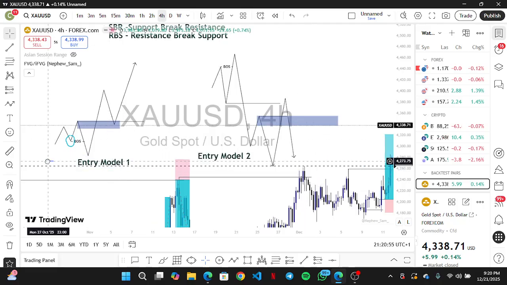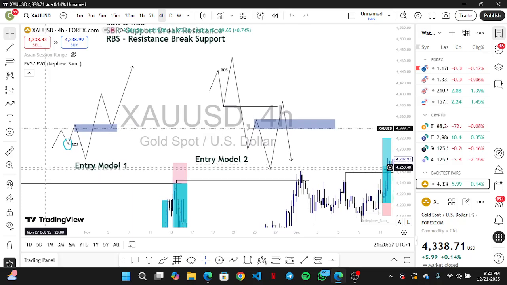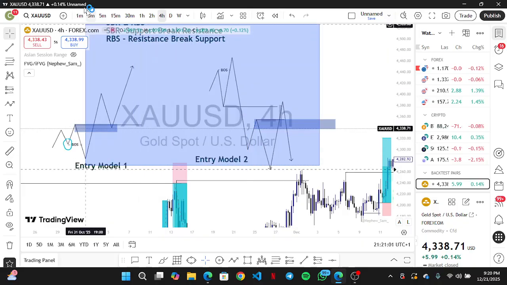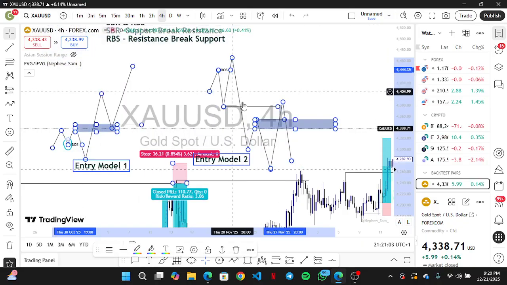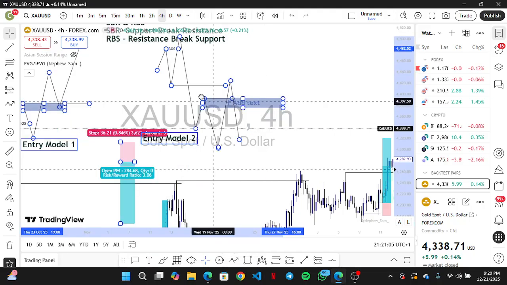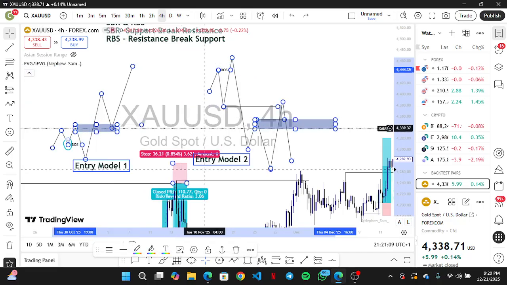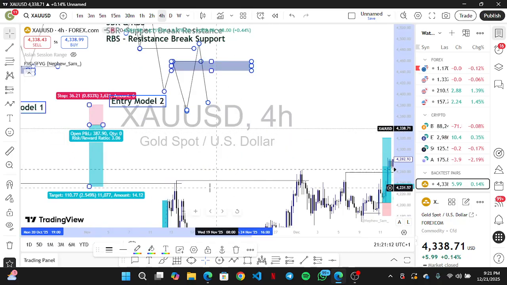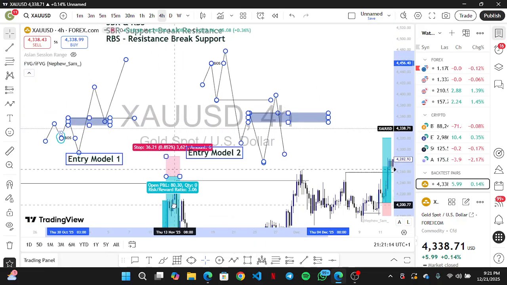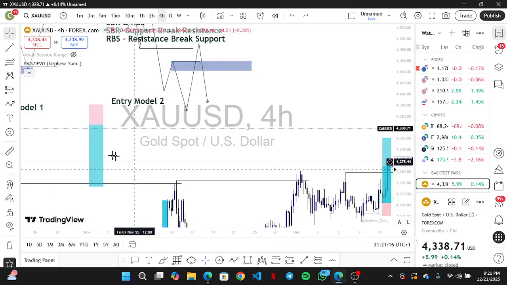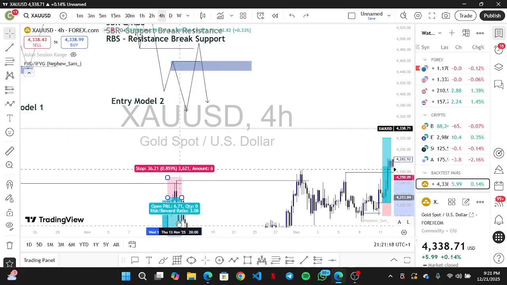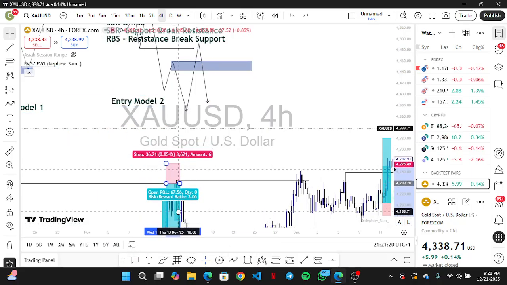Let me move this out of the chart to the center so you guys can see everything. How did I get that stuff from? Let me take this back here to my chart.